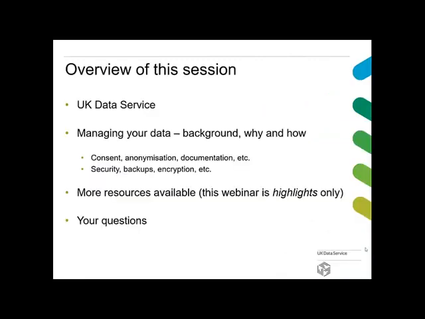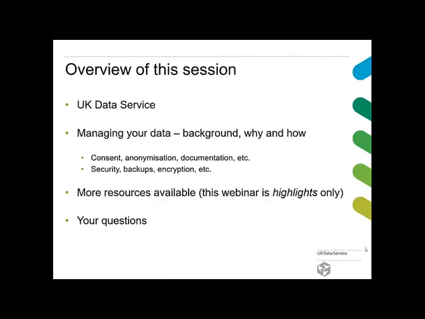Okay, so an overview of this session. We're going to begin by identifying who the UK Data Service are and what we do, and then we're going to go into managing your data, a little bit about background, why and how, and then we're going to look at some specific topics. These topics will be consent, anonymisation, documentation. We'll also look at security, backups, encryption and cloud storage.